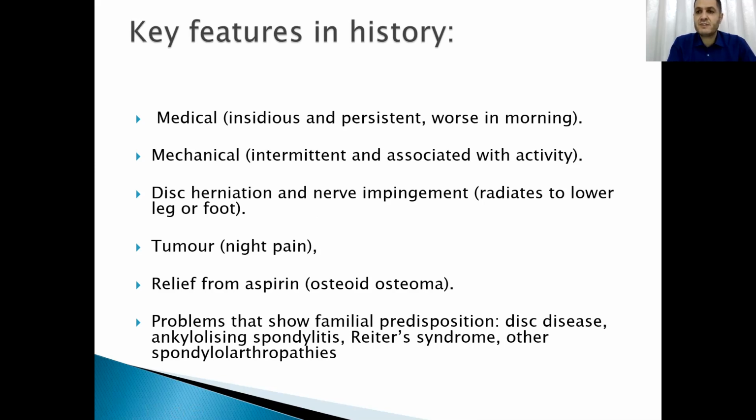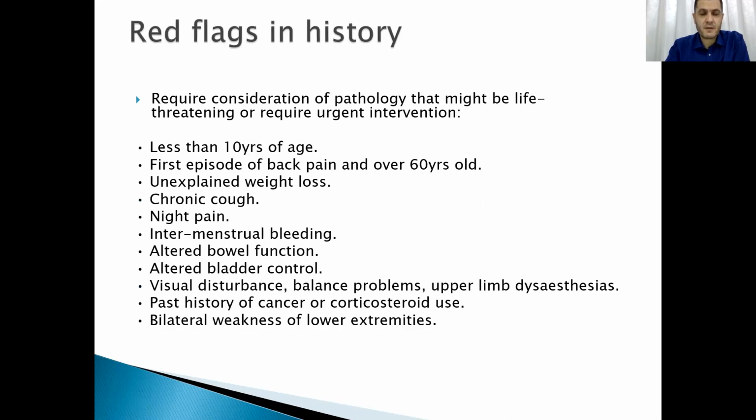If the patient tells you he has night pain, you have to think about a tumor. If the pain can be removed by aspirin, you have to think about osteoid osteoma. So the character and the history of the pain is very important. If there's a family history, you ask if you have this condition in your family, it might give you information about disc disease, ankylosing spondylitis, Reiter syndrome, and other spondyloarthropathies.